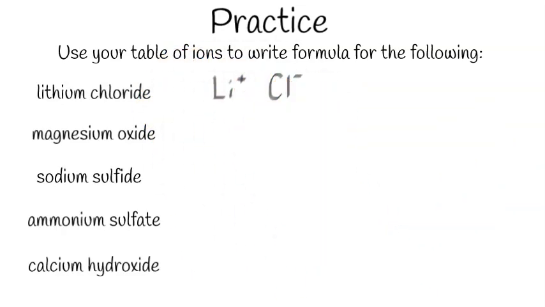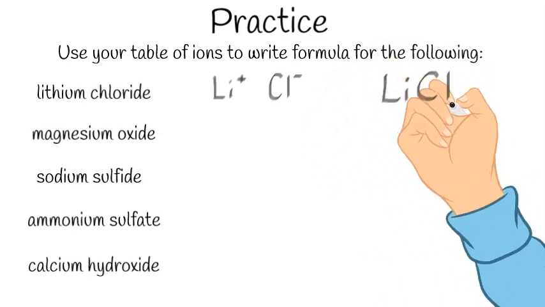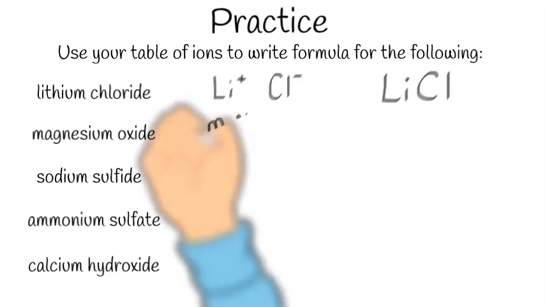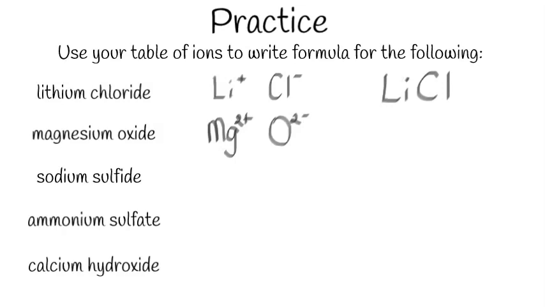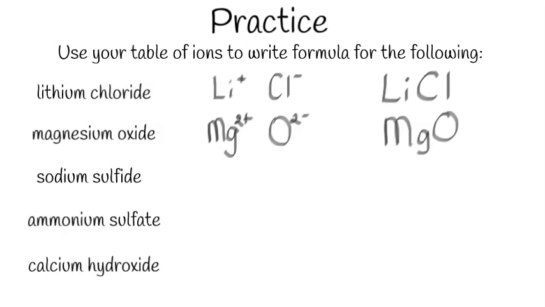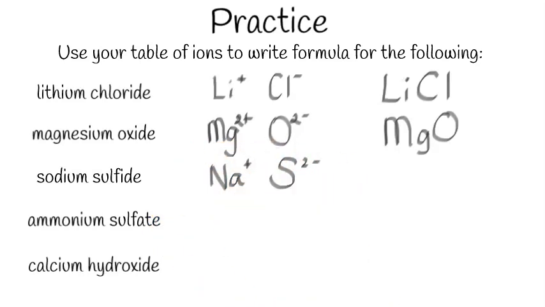Lithium chloride. Both ions have one positive and one negative charge, so we only need one of each of them to make a neutral compound. With magnesium oxide, both have 2 charges, 2 positive for Mg and 2 negative for O. So again, we only need one of each to make a neutral compound. However, with sodium sulfide, Na has 1 positive charge and S has 2 negatives. So we need 2 Nas to balance the 2 negative charges of 1 S.